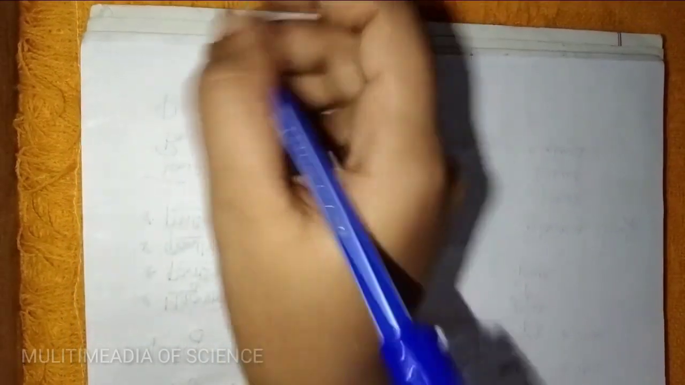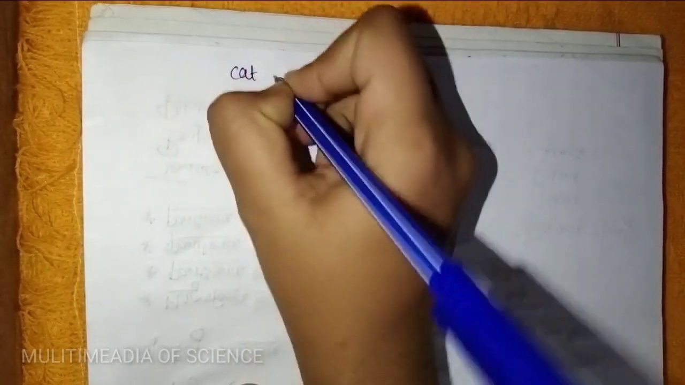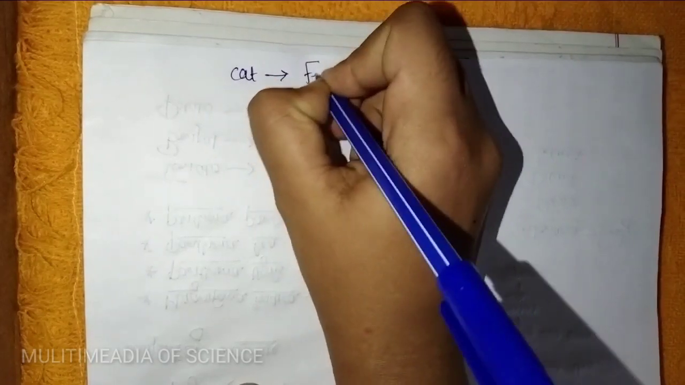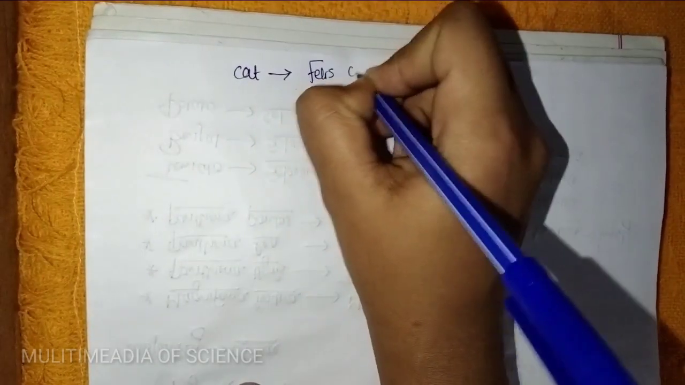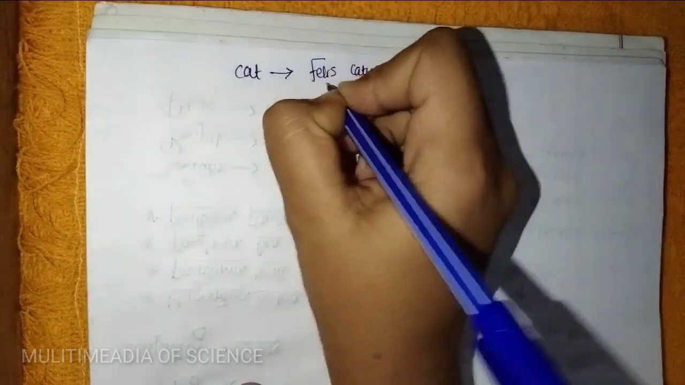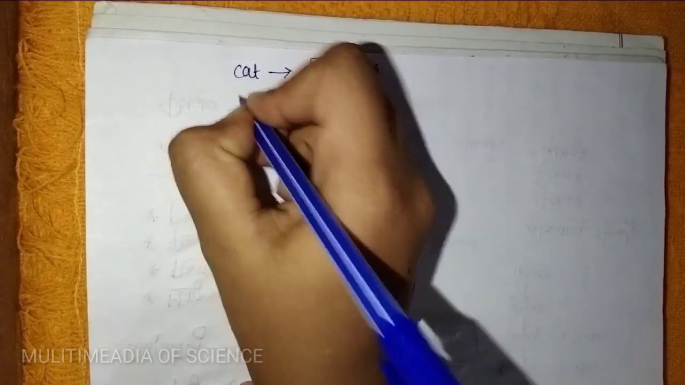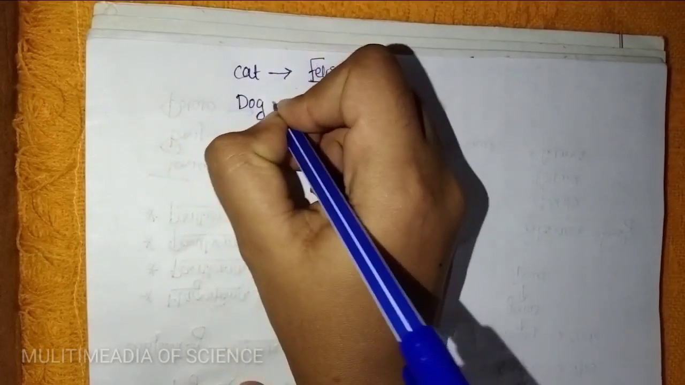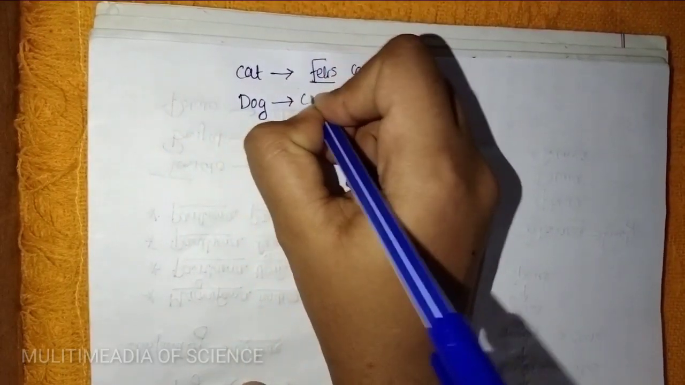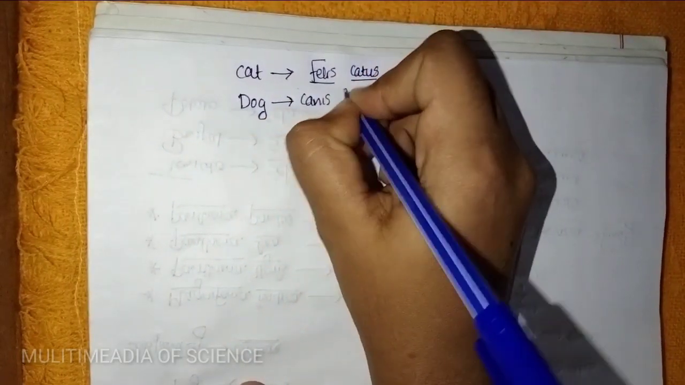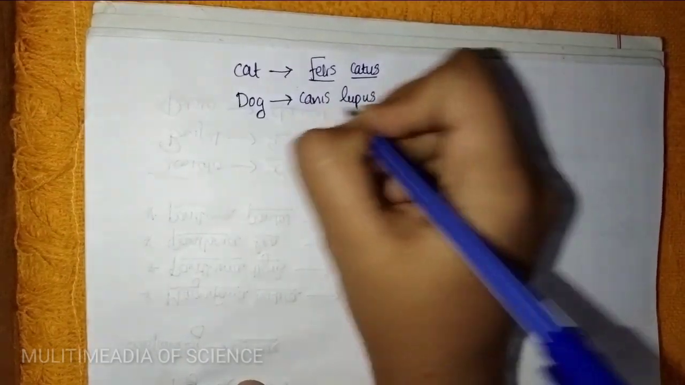What is the scientific name for cat? Felis catus is the scientific name for cat, and the scientific name for the dog is Canis lupus.